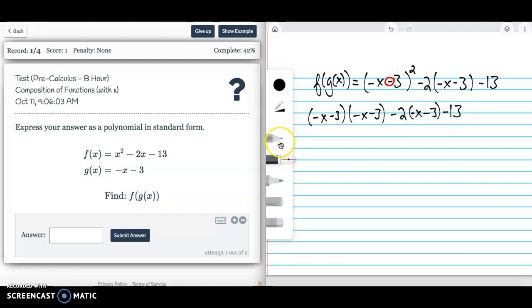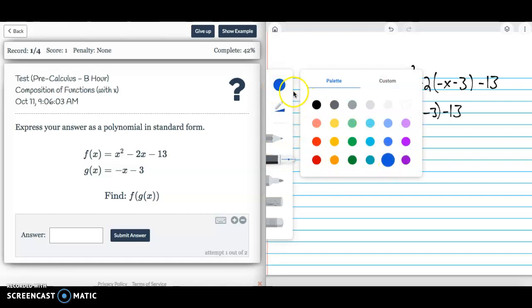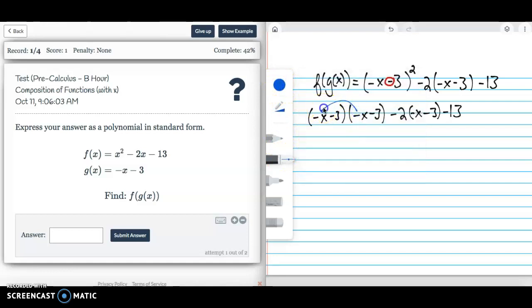All right, so we're going to actually FOIL. So negative x times negative x will give me a positive x squared. We're going to be very careful with our negatives here. We've got a lot of them going on. Negative x times negative 3 gives me a positive 3x. Negative 3 times negative x gives me another positive 3x. Negative 3 times negative 3 gives me a positive 9.